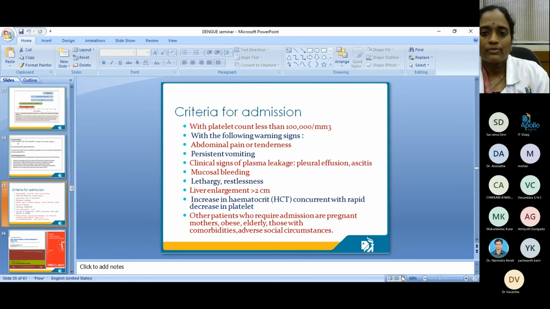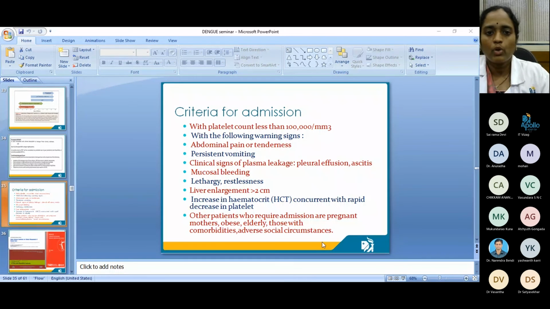Patients with platelet counts less than 1 lakh with the following warning signs: abdominal pain, tenderness, vomiting, clinical signs of plasma leakage like pleural effusions, ascites, mucosal bleed, lethargy, restlessness, and increased hematocrit. Other patients who require admission are pregnant patients, who are more prone and a very high risk group, obese, elderly patients, and those with other comorbidities.